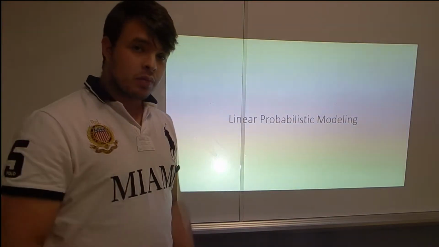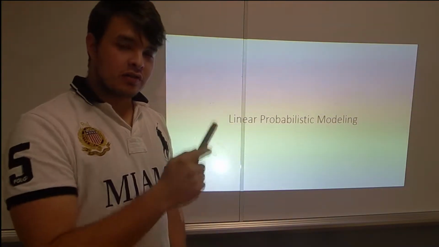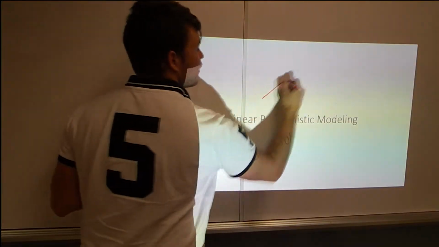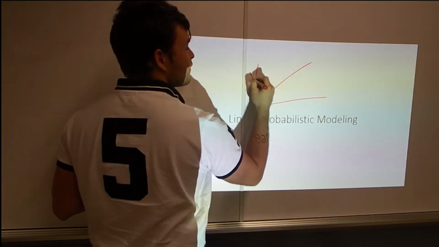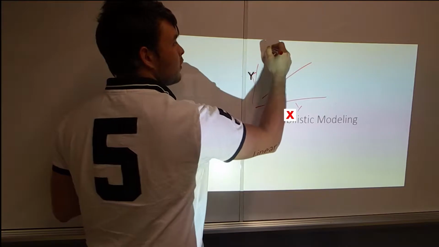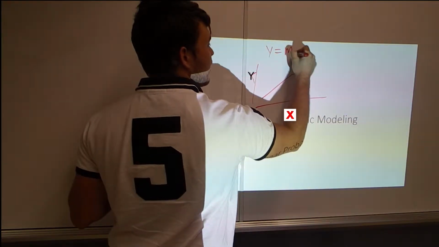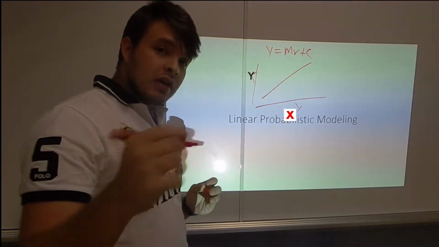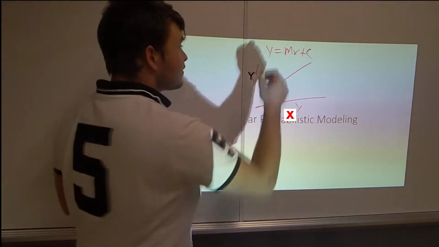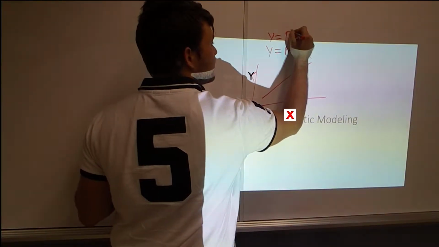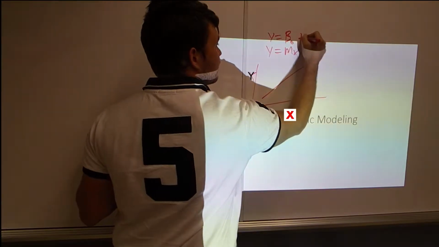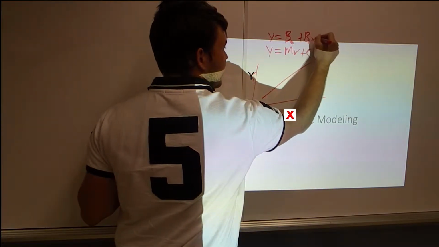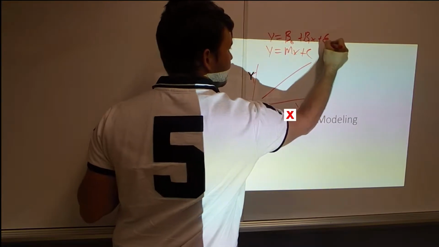First of all, linear probabilistic modeling, just like the word says, is based on a linear graph, right? A linear graph that has x and y, normally known as y is equal to mx plus c. In this case, we're going to see it as y is equal to beta naught plus beta 1x plus epsilon.